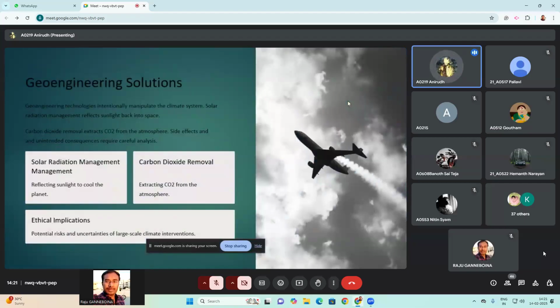So geoengineering solutions intentionally manipulate the climate system. Solar radiation management reflects sunlight back into space. Carbon dioxide removal extracts CO2 from the atmosphere. Side effects and unintended consequences require careful analysis. So, reflecting the sunlight to cool the planet, extracting CO2 from the atmosphere, and the potential risks and uncertainties of large-scale climate intervention. All these are lesser options to reduce the impact.